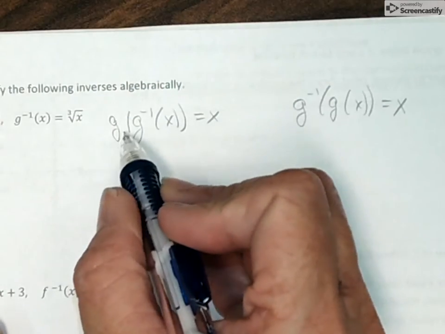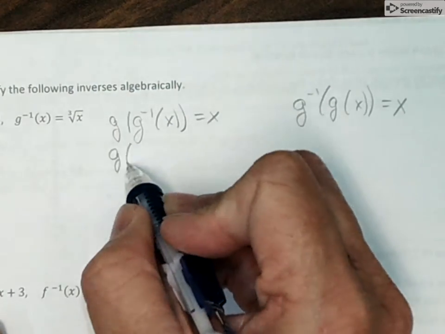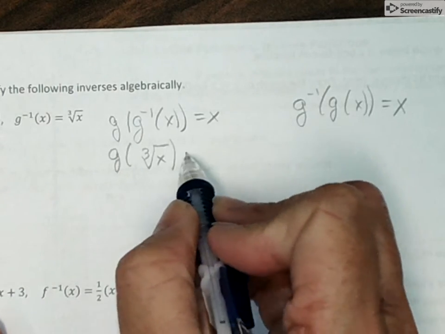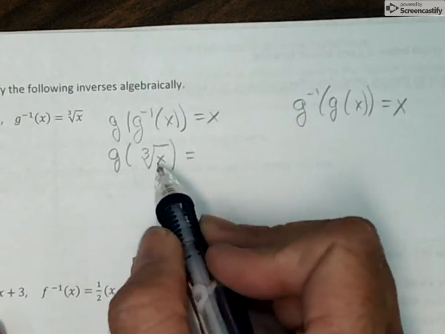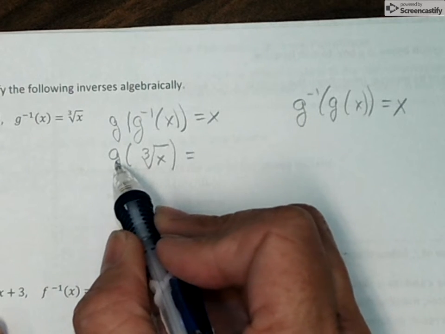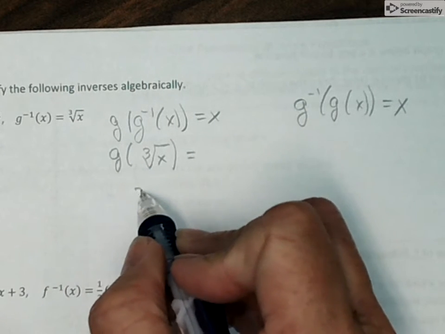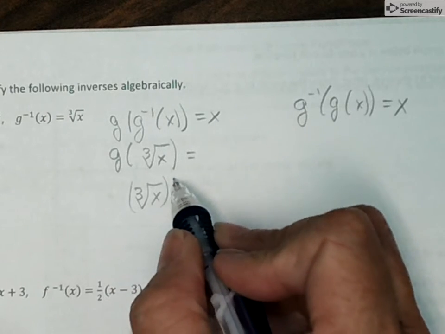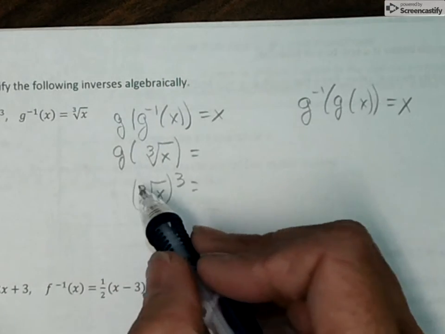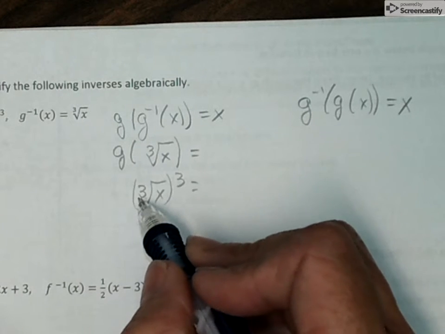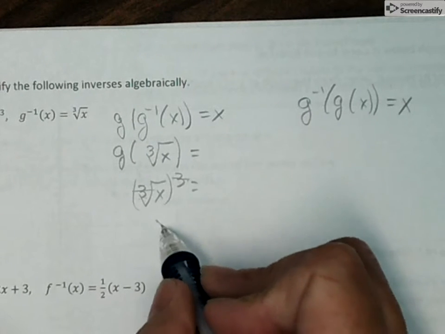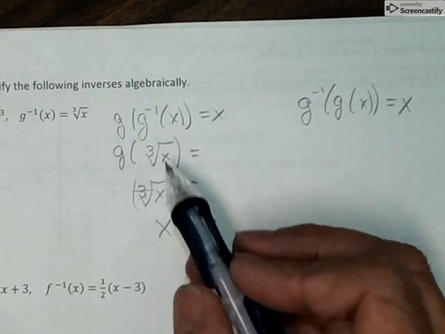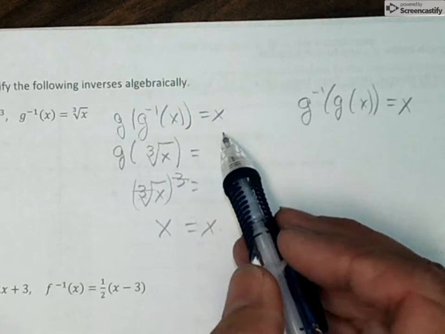So let's start with this one. G inverse says I'm going to take x and take the cube root of it. So now I'm going to take that cube root of x and put that into function g. So that is now my input. Function g says take the input and cube it. Well, cubing a cube root, they cancel each other, so we're left with x. So yes, I proved that g of g inverse of x equals x.